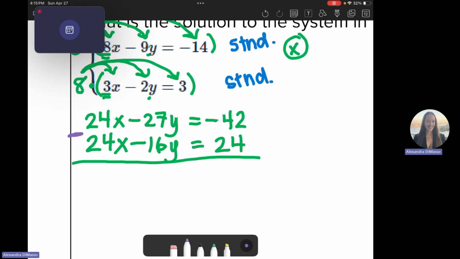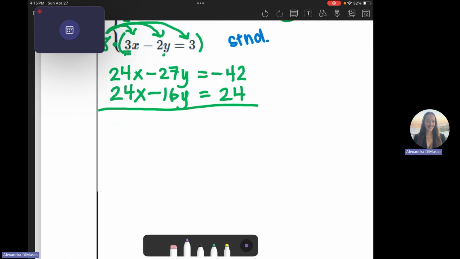So I'm going to work from left to right. 24x minus 24x cancels out. Negative 27y minus negative 16y, so minus negative really is going to add those together, gives me negative 11y. So be really careful when you put this into your calculator. Negative 42 minus 24 gives me negative 66.